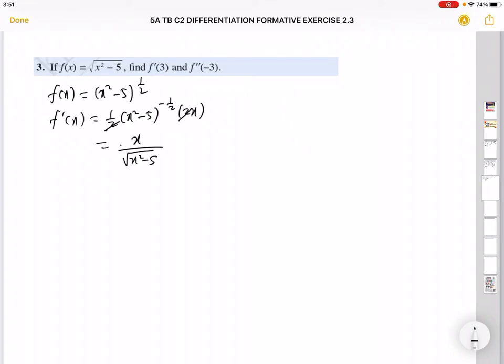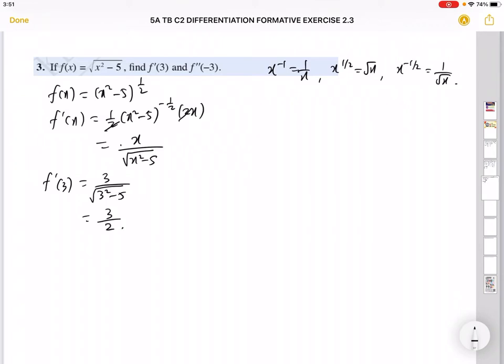And I'm left with just x, and if I bring this down, I will get x over square root x squared minus 5. Now I hope you know this, if I have x power negative 1, this is 1 over x. If I have x power half, it is square root x. And if you have x power negative half, this is just 1 over square root x. So just bring the whole bracket down. Okay, and the first part, you're supposed to find f prime 3 here. So I'm going to put 3 inside, 3 squared minus 5. So this will be 9 minus 5 is 4, square root of 4 is just 2.